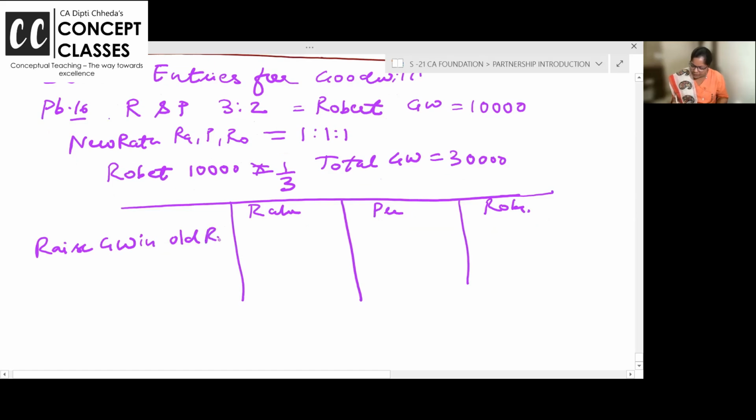Raise goodwill in old ratio. 30,000 in 3:2. How much is it coming, dear students? Calculate and tell. 30,000 into 3/5. Give it to Rahul.